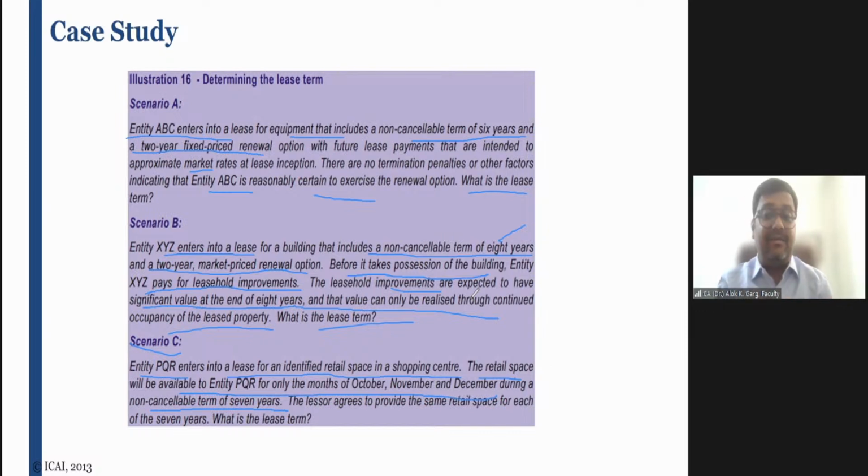So what is the lease term? The lease term is 7 multiplied by 3 months. 21 months is a lease term in this case, right? It is not 7 years, it is 21 months. Is that clear? Is that clear, friends? Is it clear or not clear? Is it clear? Very good.